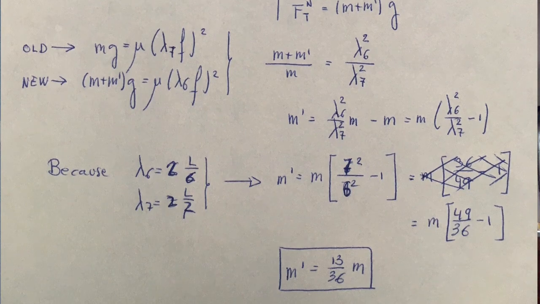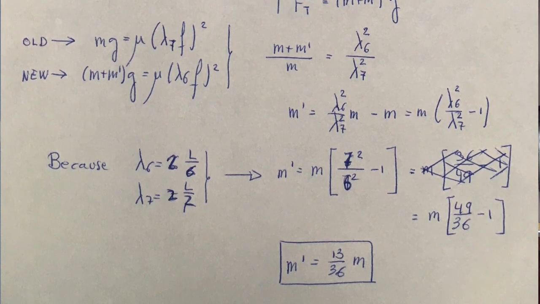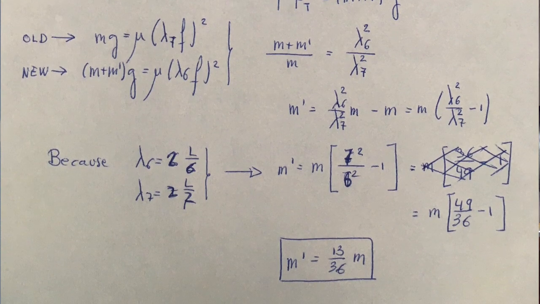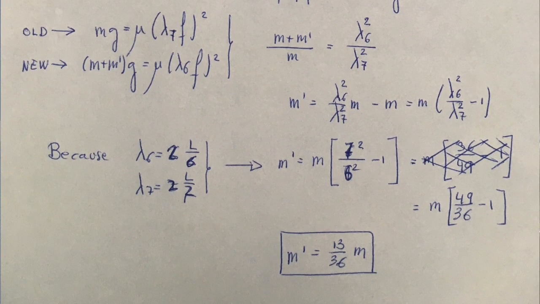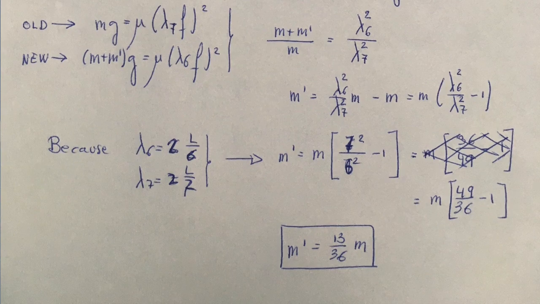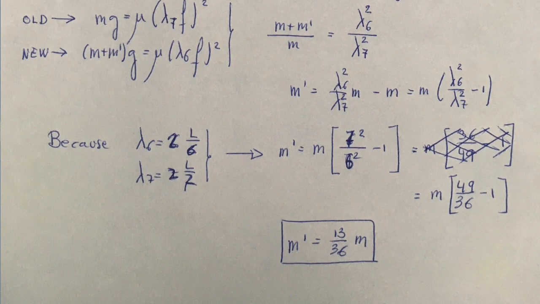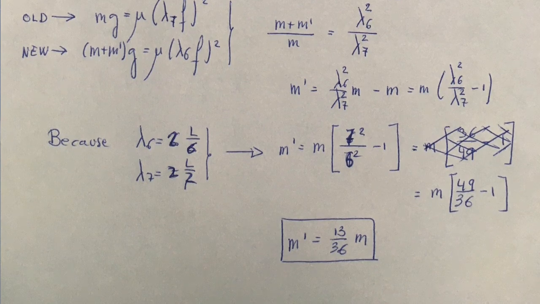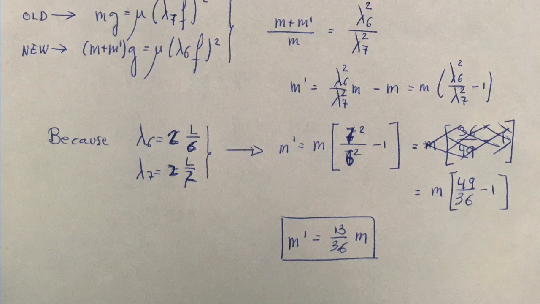Because for standing waves, the relationship between the length and the wavelength is given by lambda sub 6 is 2 times L over 6 and lambda sub 7 is 2 times L over 7. We substitute the wavelength by this, and then we get that the mass prime is equal to the mass times 7 squared divided by 6 squared minus 1, which gives us that m prime is 13 over 36 times m.